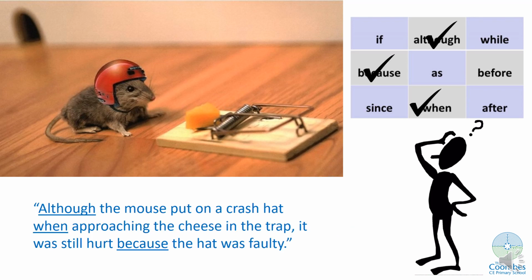Here's my sentence. Although the mouse put on a crash hat when approaching the cheese in the trap, it was still hurt because the hat was faulty. I've used the subordinating conjunctions although, when, and because to write one sentence about the picture. Now you have a go. You might want to pause the video to give yourself some thinking time.